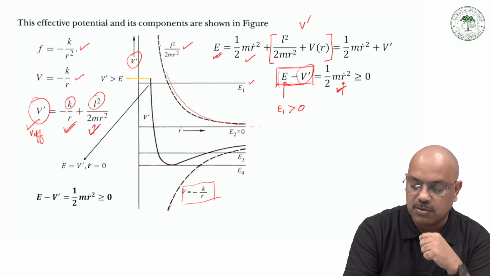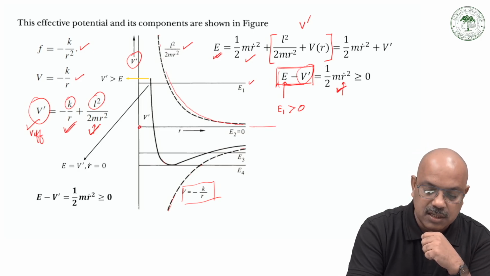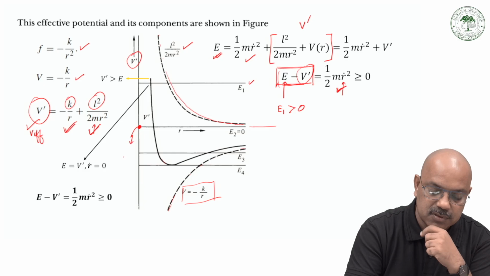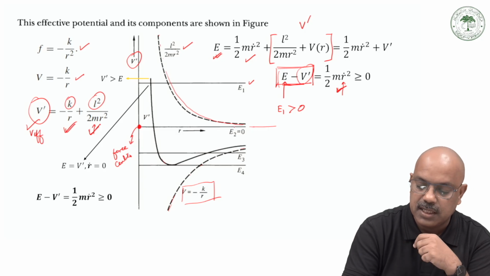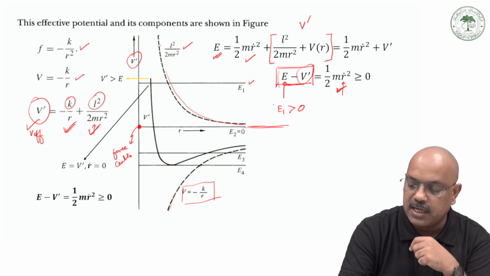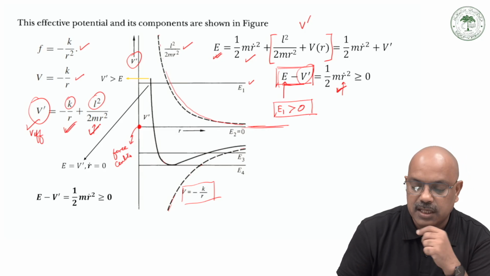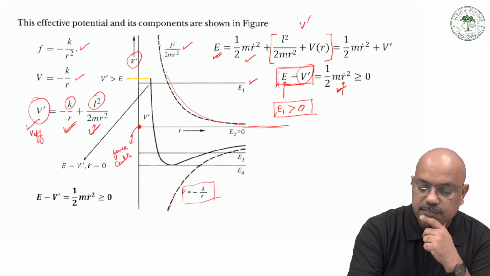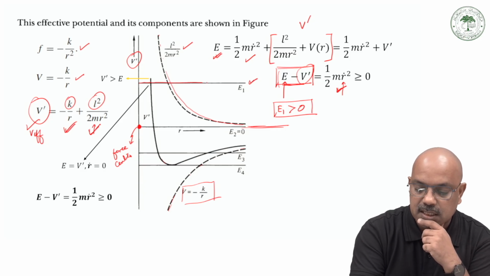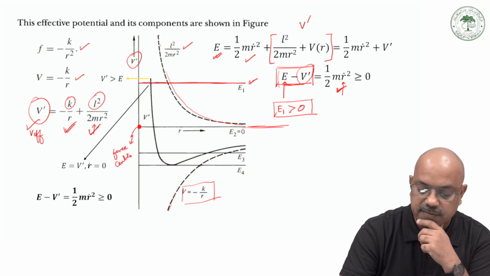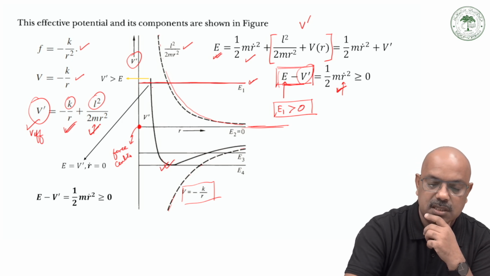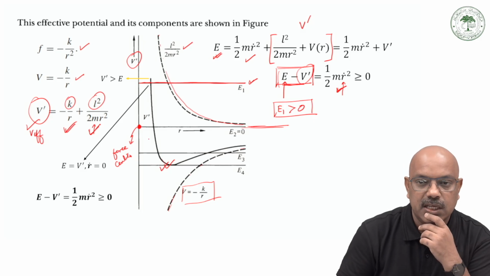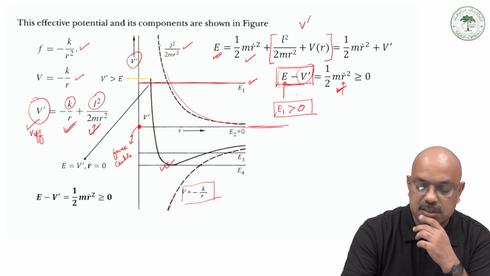This is my 0 line, and here I have a force center. Another particle is coming with positive energy greater than 0. This is E1. If you concentrate on this line, this is E1. Everywhere this line energy is greater than the effective potential, the black curve. So E minus V prime is always positive.